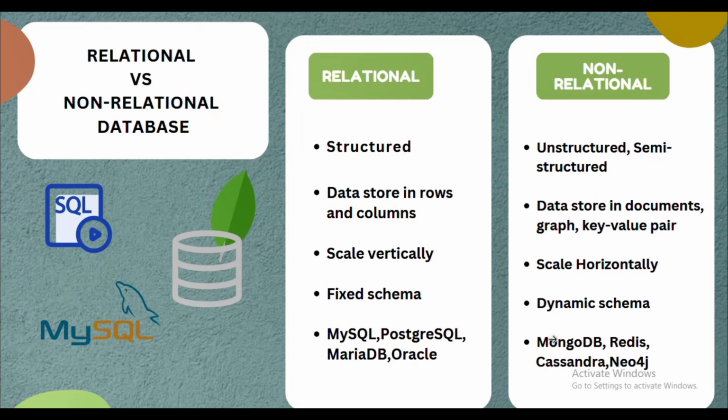There are many relational databases available, like MySQL, PostgreSQL, MariaDB, Oracle. If we talk about non-relational databases, there is MongoDB, which stores data in document format, then Cassandra and Neo4j, which store data in graph form. So this is the basic difference between them.